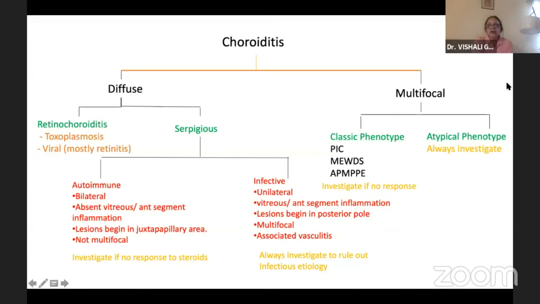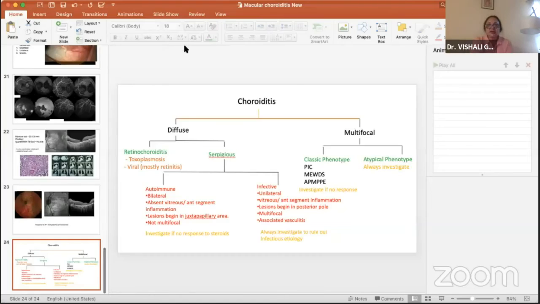Yeah, I'm just finishing. If it is multifocal, there could be a very classic phenotype, PIC, MEWDS, AMPPE. There is no need to investigate these classic phenotypes because they are very classical. Investigate only if the patient is not responding. However, anytime you see an atypical phenotype which doesn't fit, always investigate these patients with choroiditis. Thank you very much, and thank you, sir, once again for the kind invite.